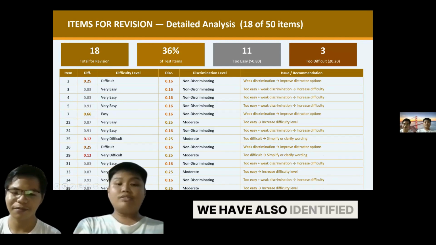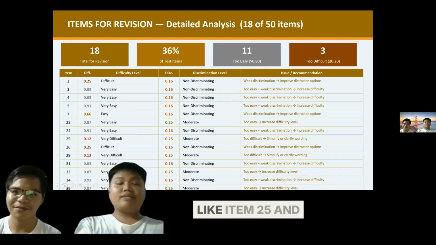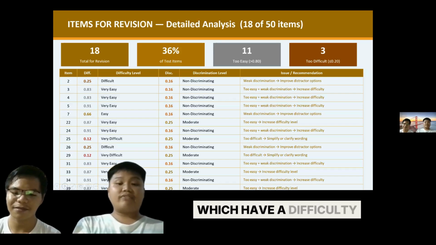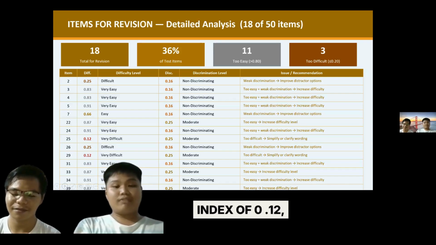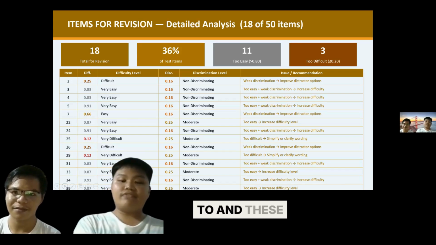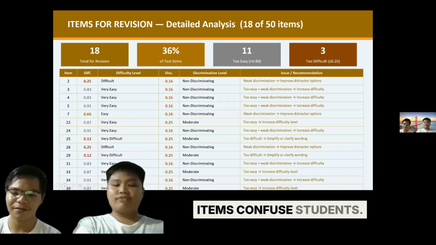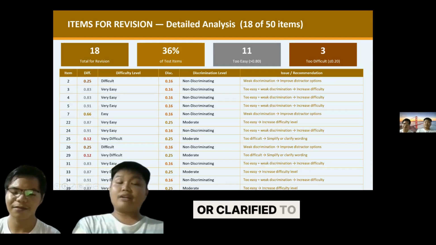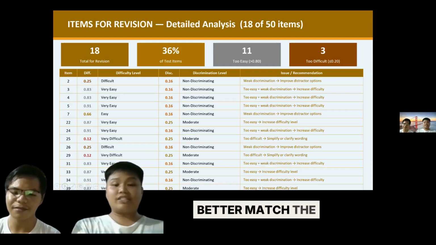Exactly. We have also identified items like item 25 and item 29, which have a difficulty index of 0.12. And these are considered very difficult, and these items confuse students. They need to be simplified or clarified to better match the students' level.